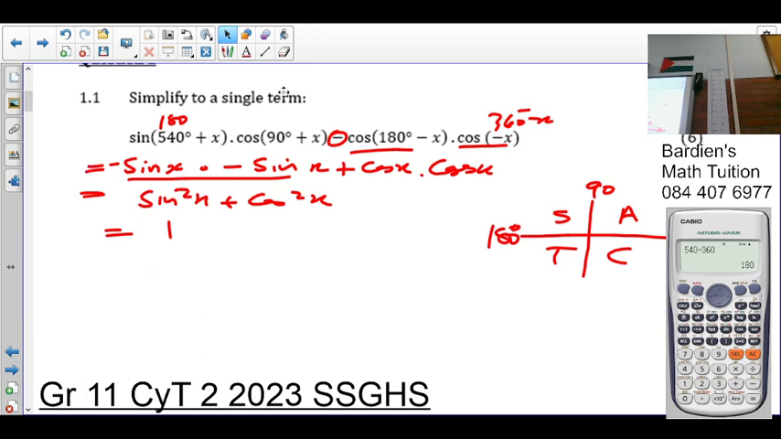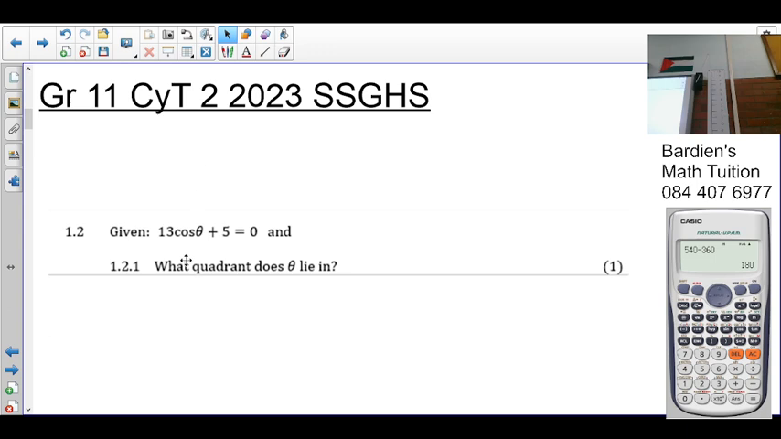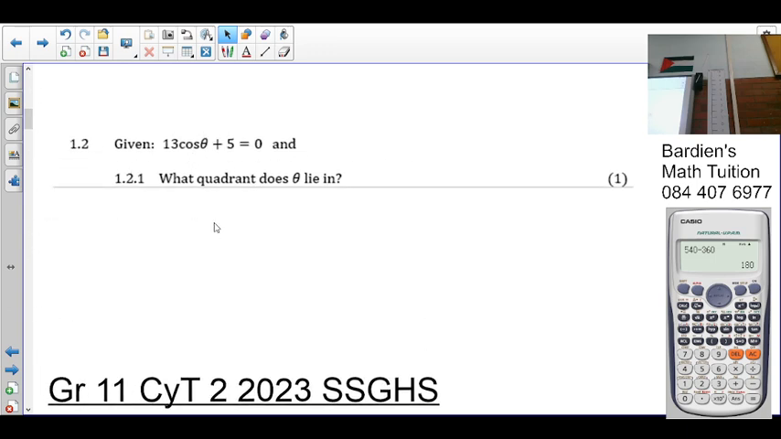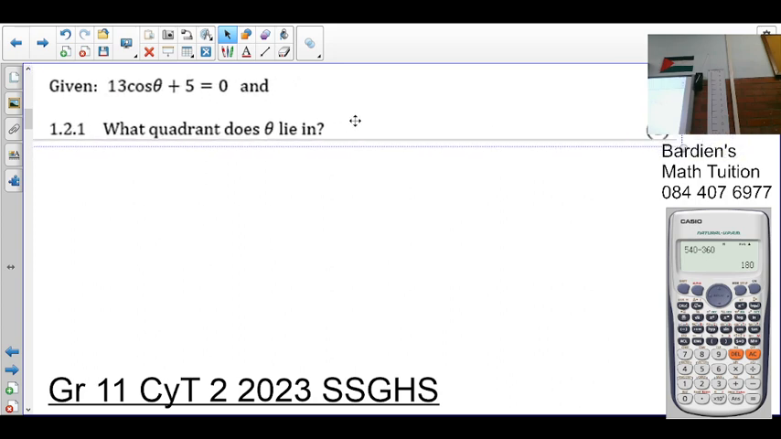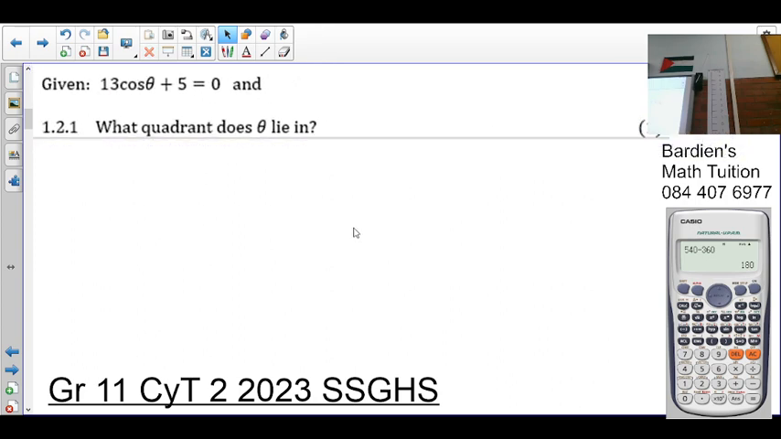Right, let's carry on. 1.2.1. So we have here, given that 13 cos theta plus 5 is equal to 0, in which quadrant does theta lie? I hope you guys got the message in time, where it said that sine of theta is less than 0, which means to say it is negative.